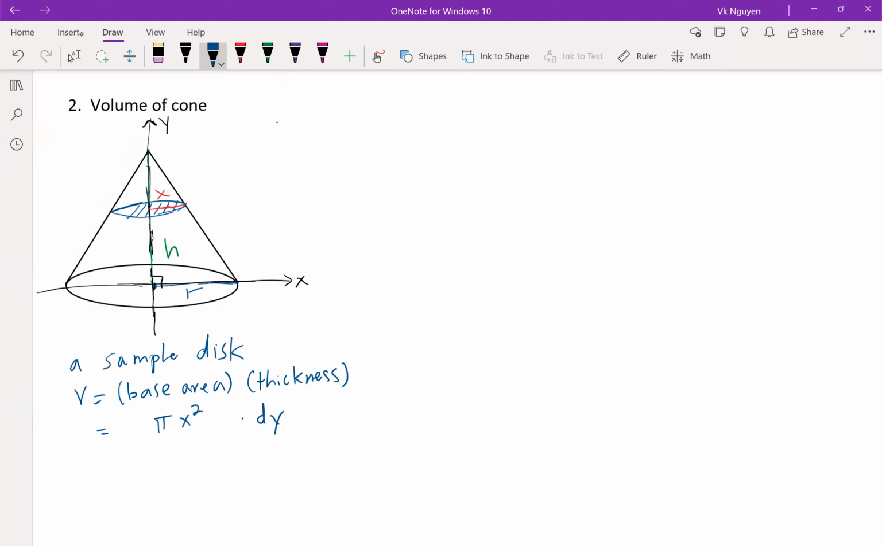Okay, we can write x in terms of y because the thickness is dy. Look at this one. This is a right triangle, and right here is also a right triangle. So we have a smaller right triangle inside a bigger right triangle. That means we're going to use similar triangles.